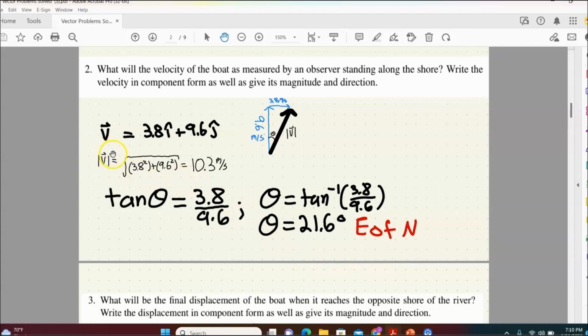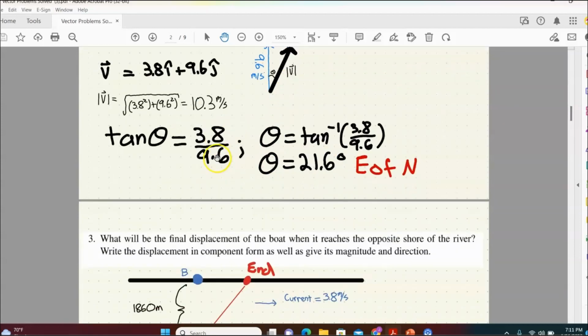Therefore, the vector in component form is 3.8 i hat plus 9.6 j hat. The velocity vector in angle magnitude form is a velocity of magnitude 10.3 meters per second, and it has an angle of 21.6 degrees east of north. You start north and you move 21.6 degrees east.